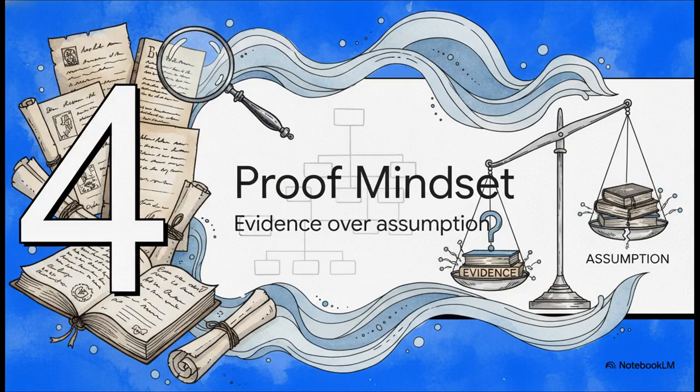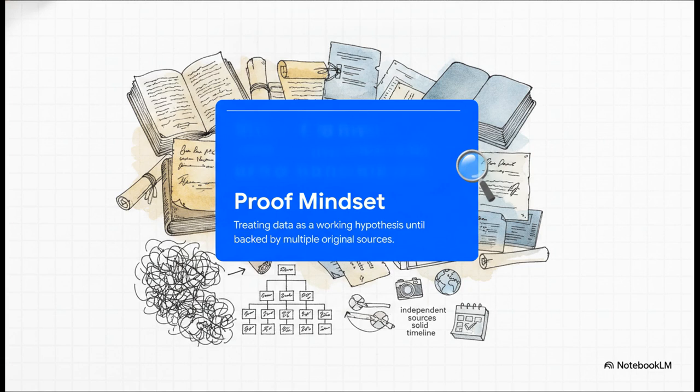And that brings us to our final trap, number 4. Adopting the proof mindset. Putting evidence over assumption. So the crucial point is this. The proof mindset means you start treating every single piece of data as a working hypothesis until it is backed by multiple, independent, original sources along with a rock-solid timeline. This mindset is exactly what transforms a messy, unverified collection of names and dates into an authentic, highly accurate family history that you can actually trust.